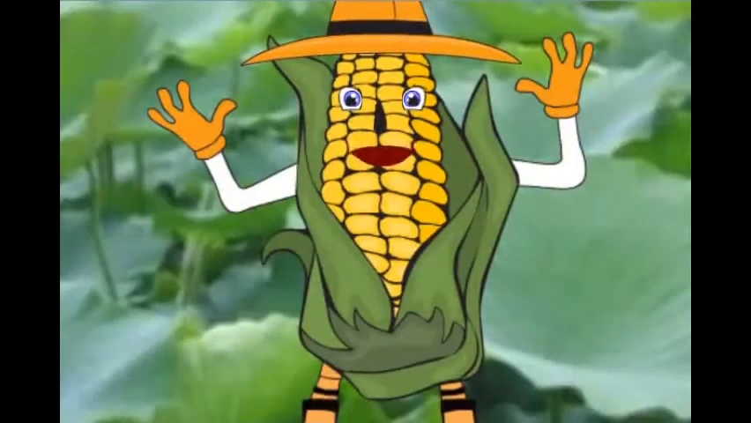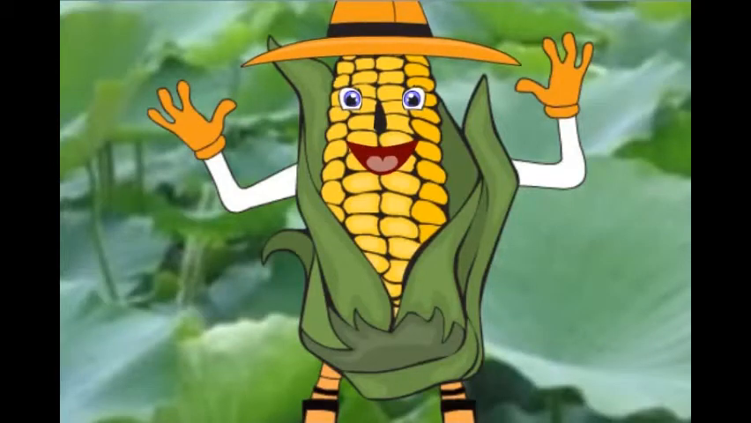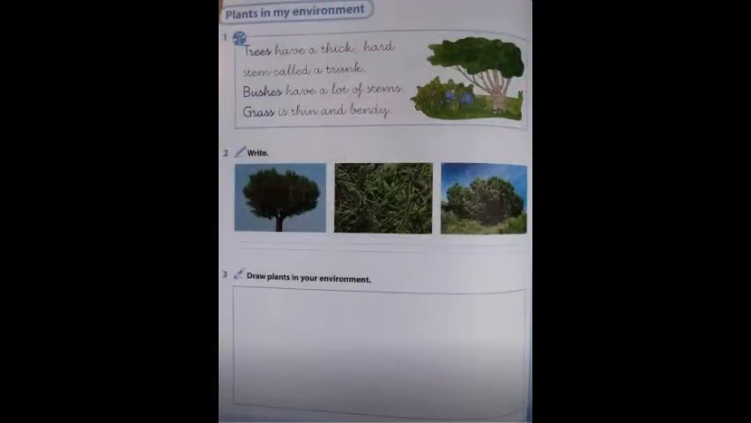What are the characteristics of plants? We are all different, as you must know. Roses are different from avocados. Grass is different from trees. You will see more of it in this lesson. And here we have plants in my environment.